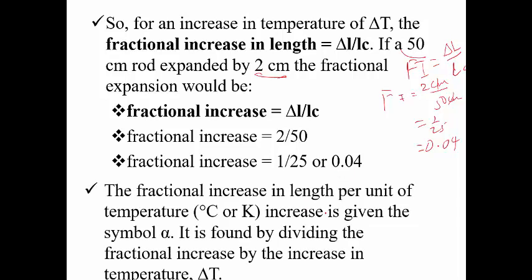And the fractional increase in length per unit temperature increase is given by the symbol alpha. Alpha is the linear expansion coefficient. Therefore, alpha is equal to change in L over LC, the whole over change in T. And when we invert, this becomes change in L over LC times 1 over change in T.